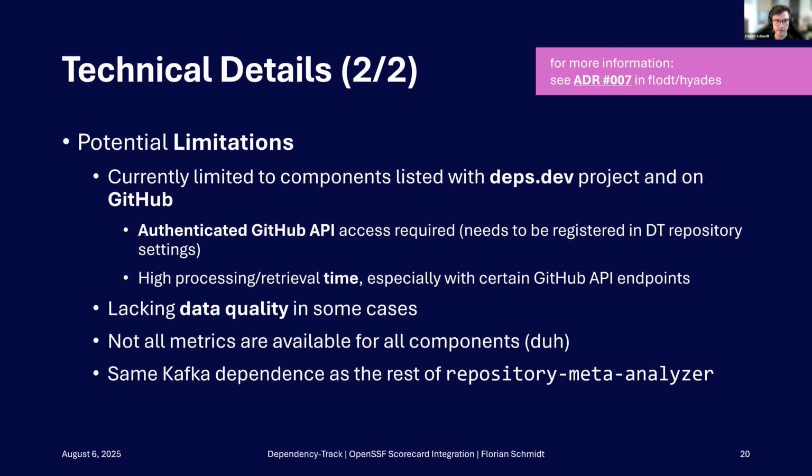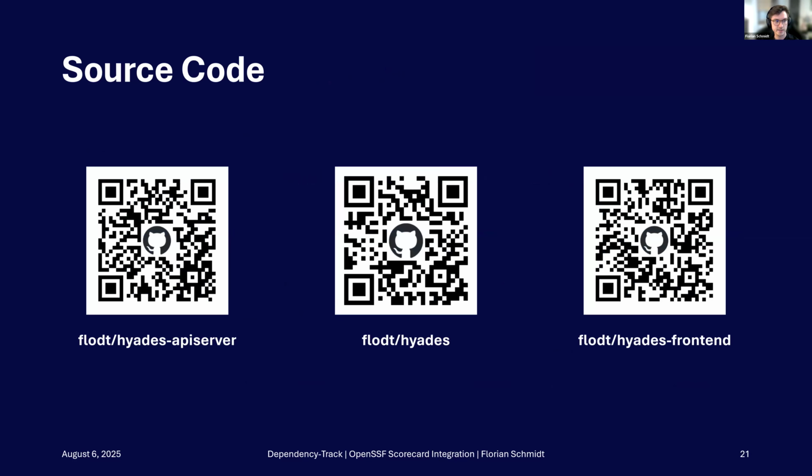All right, so if you want to get a look at the implementation yourself or maybe play around with it, here are the links to the relevant source code repositories: the fork of the API server, of the Hyades services, and the front end on my own GitHub. Again, referring to the ADR in the Hyades repository. So feel free to play around with that.